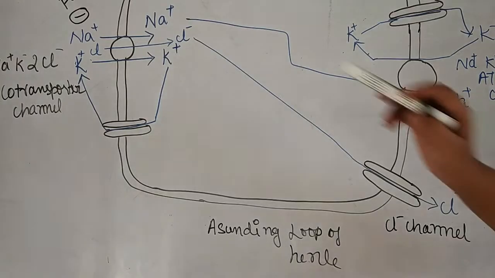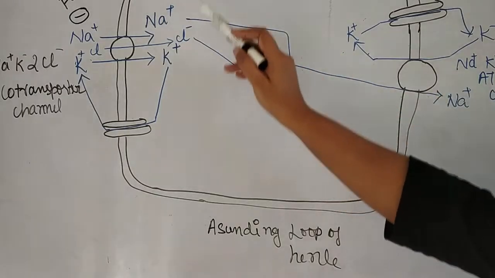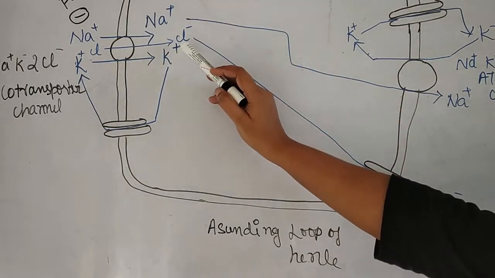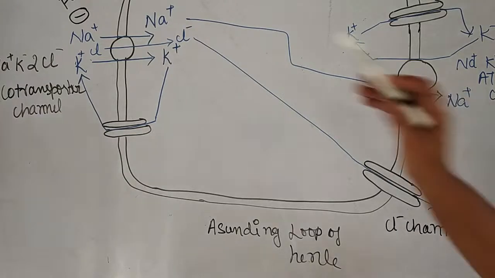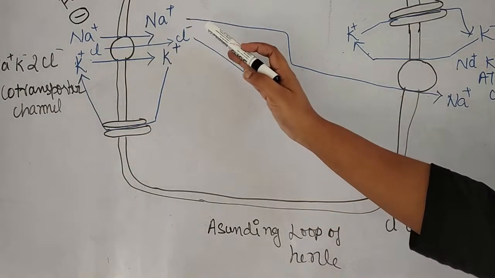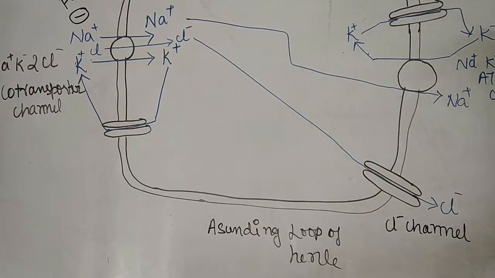So here you can see the sodium will enter inside, and the potassium will enter inside. To maintain the electrolyte balance, the same amount of chloride will be excreted out from this chloride channel. So the amount of sodium positive ion entering is maintained by the potassium and the sodium ion. Let's discuss this in detail.